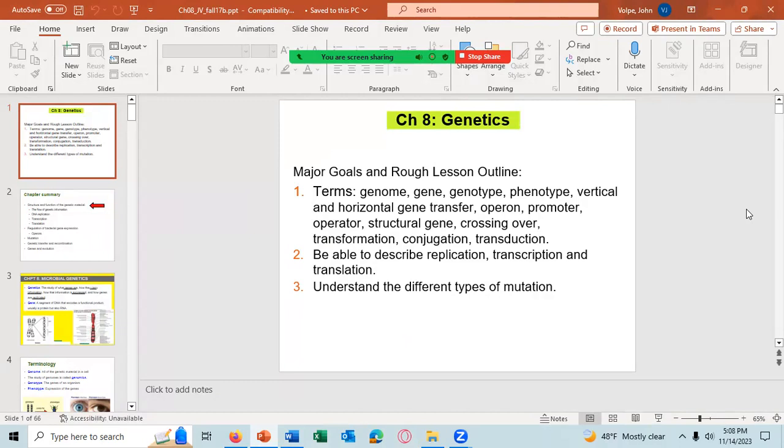Know the terms. What's a genome, a gene, a genotype, a phenotype? What is vertical and horizontal gene transfer? What is an operon? What is a promoter? What is an operator? What is a structural gene? What is crossing over? What is transformation, conjugation, and transduction? Be able to describe DNA replication, RNA transcription, and protein translation. We'll talk about all of those in this lesson. And then third, understand the different types of mutations. Any question about what we're going to be covering?